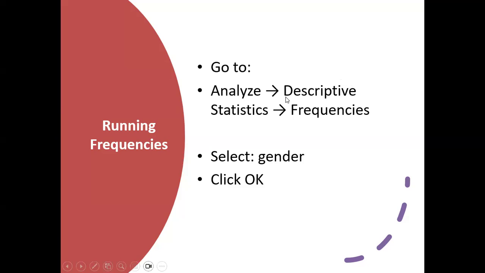So you click on Analyze and look for Descriptive, then you go to Statistics and then Frequency. Then, boom, it will give you something in your output viewer.